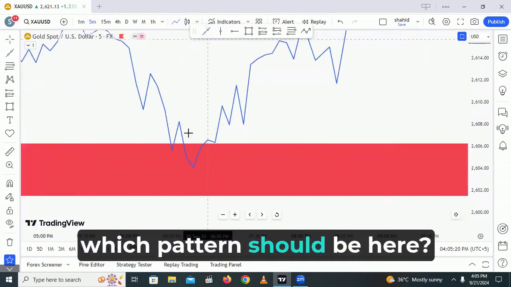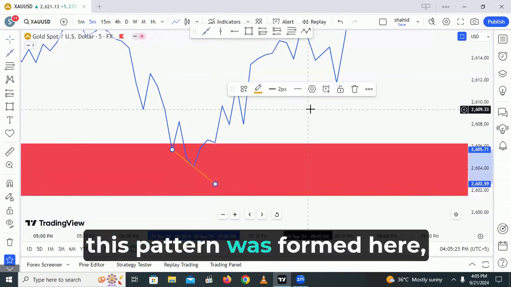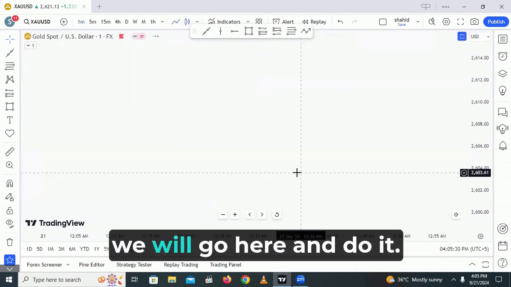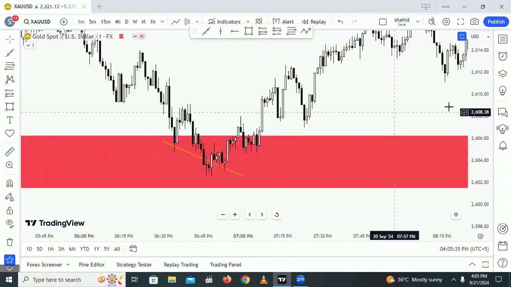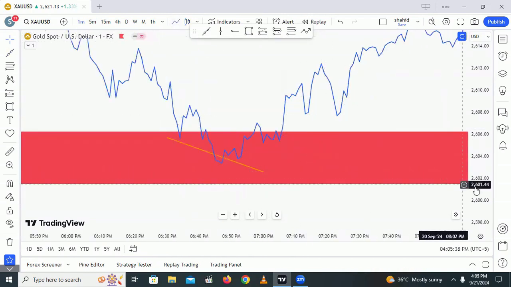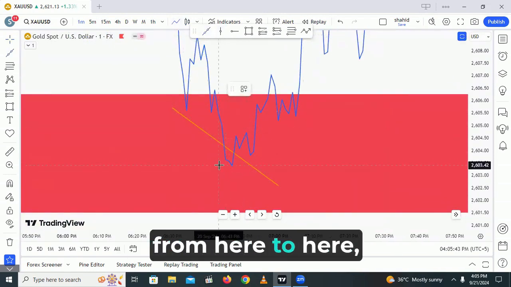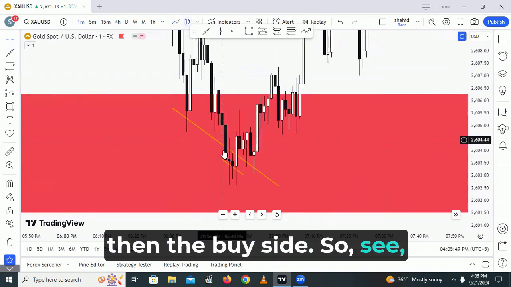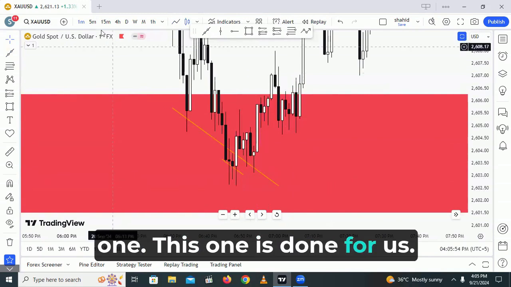So which pattern should be here? Okay, this pattern was formed here and see, the entry will be from here. If you put it in minute one, we will go here and do it. If you see in minute one from here to here, it was formed. It first did the sell side, then the buy side. So see, we have an entry again and we look for another clear one. This one is done for us.